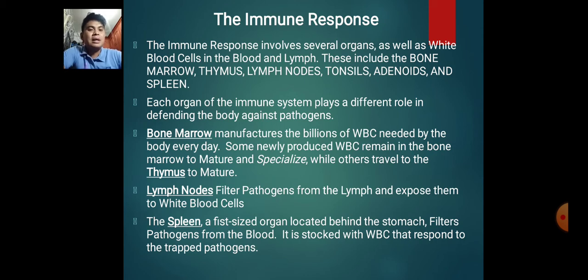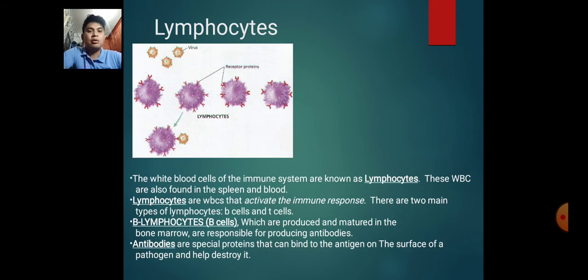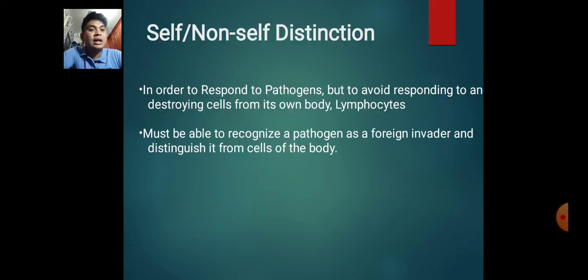Lymph nodes filter pathogens from the lymph and expose them to white blood cells. The spleen, a fist-sized organ located behind the stomach, filters pathogens from the blood. It is stocked with white blood cells that respond to the trapped pathogens. Wow. The lymphocytes, yan, makikita po natin. The white blood cells of the immune system are known as lymphocytes.